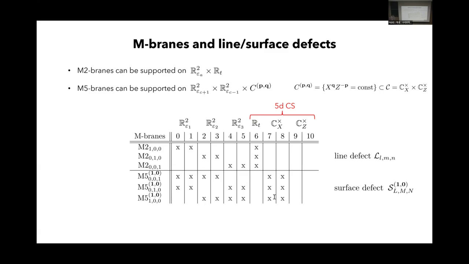Okay, so the point was that M2 brane gives rise to a line defect. M5 brane gives rise to a surface defect. Actually, this brane setup is not unrelated to what Andy was talking about in the context of the line and surface defects. I will not go into that, but if you're interested, you can ask later.